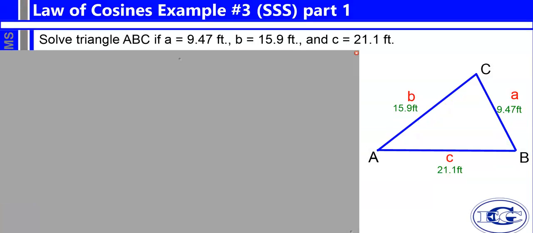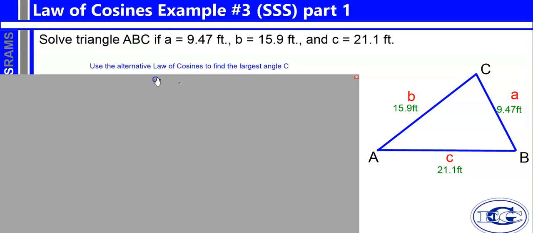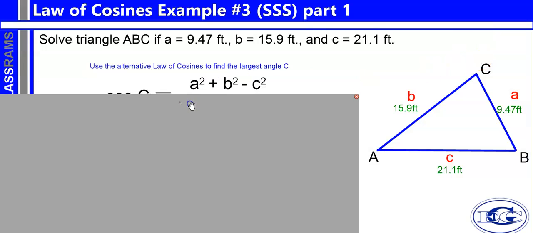The last example is going to be our SSS triangle. So this is where we're going to find the largest angle using the alternative law of cosines. How do we know which angle is the largest? Well, look at the sides and see which side is the longest. Side C is the longest with 21.1 feet. So therefore, angle C is the largest angle we're going to focus on.